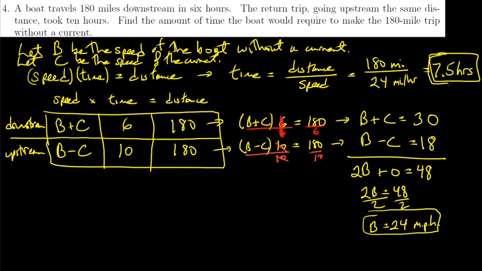Okay. You can also write it as a fraction, right? 15 over 2. But it's just 7.5 hours, right? 7 hours, 30 minutes.